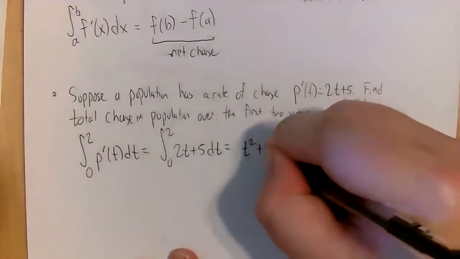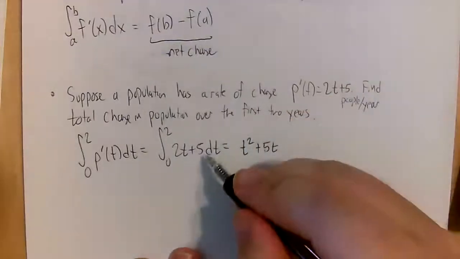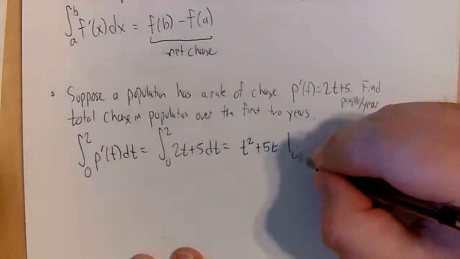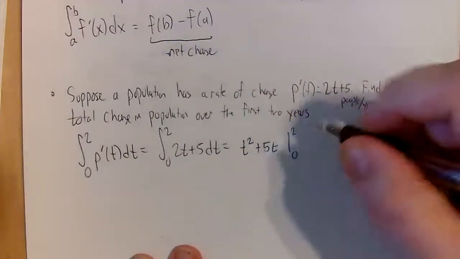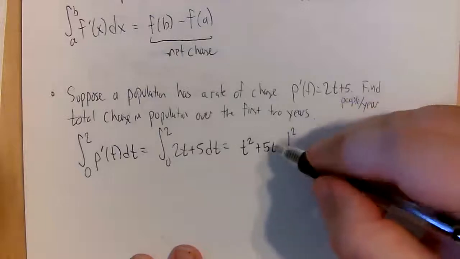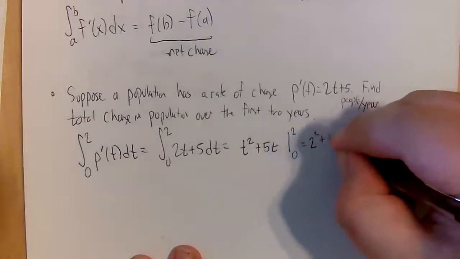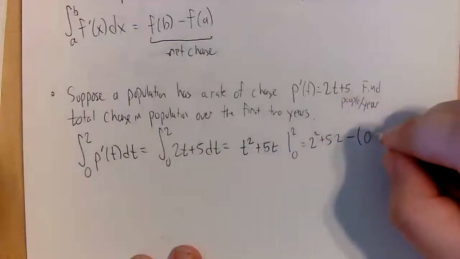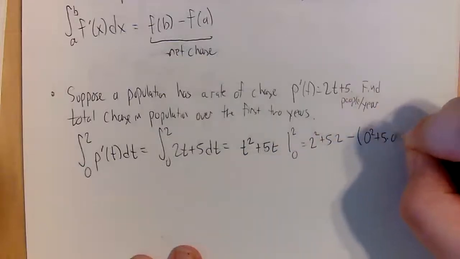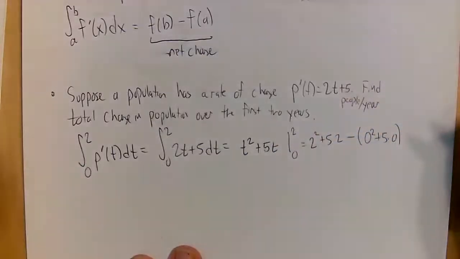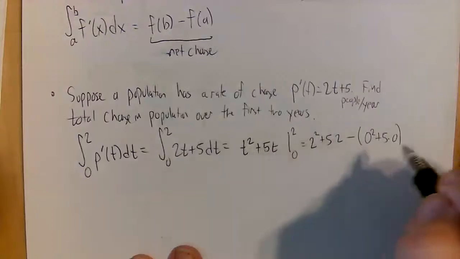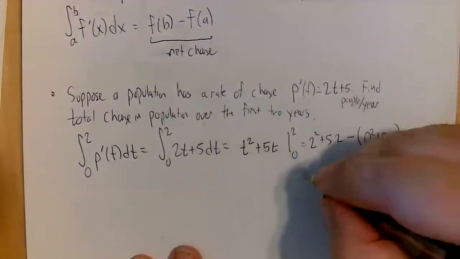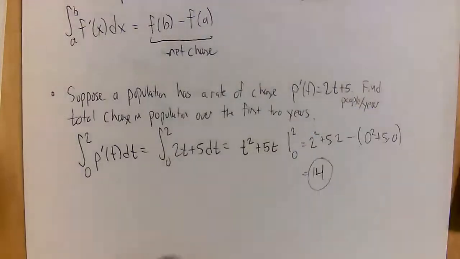So we end up with t squared plus 5t as our antiderivative. And then we put 0 to 2 right here. And then I plug in 2. So I have 2 squared plus 5 times 2. And then I subtract and I put 0 in here. But as with every polynomial, when I plug 0 into there, after we get out of an integral, it's going to end up giving us 0. So we end up with 14 as the total amount of change in our population.